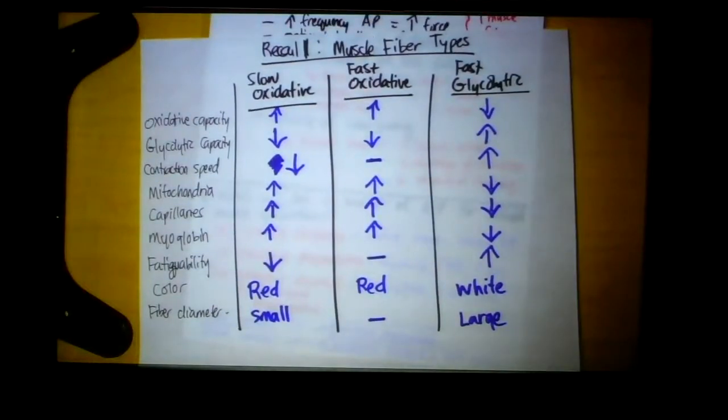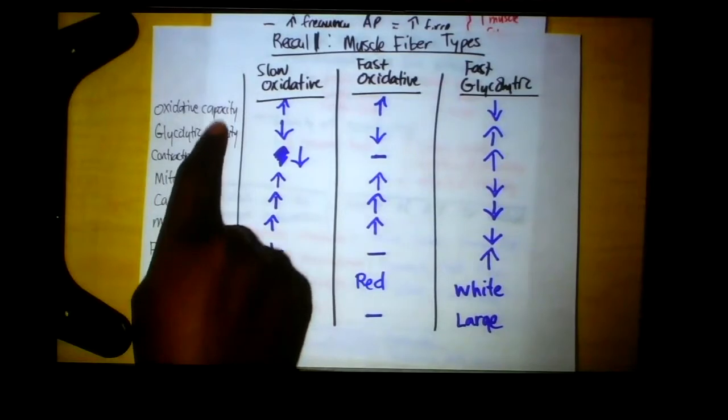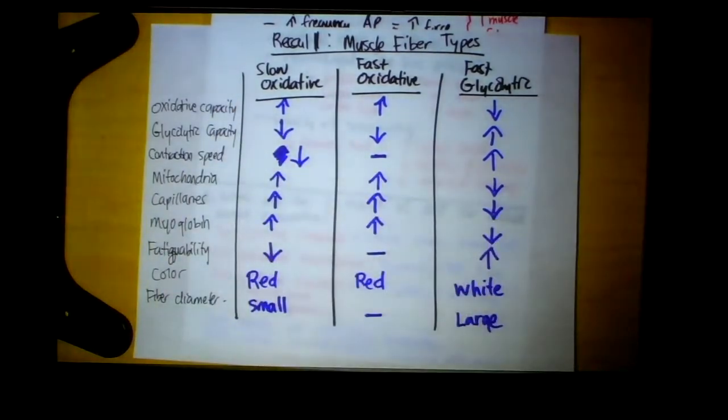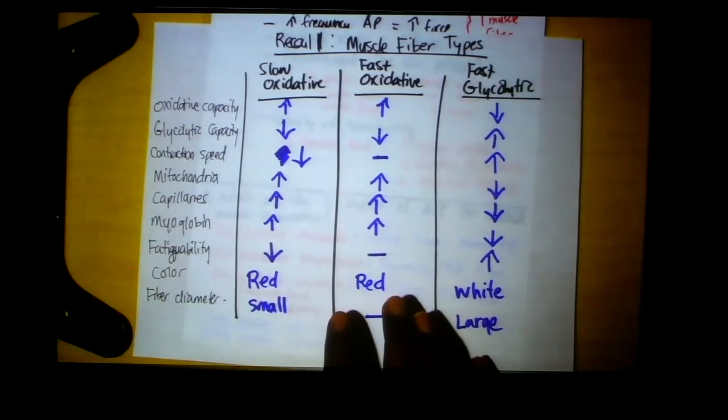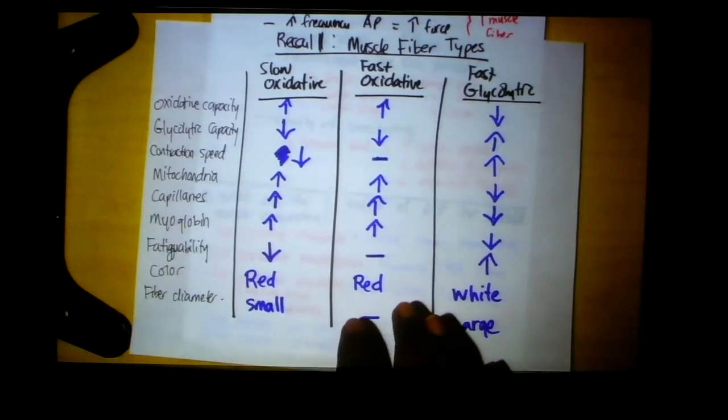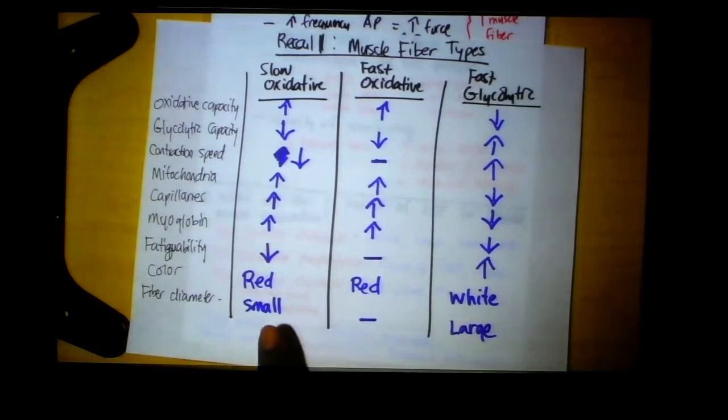Make sure you know why we have small diameter versus large diameter, why we have mitochondria versus no mitochondria, why we have capillaries versus no capillaries, okay? What are the various oxidative capacities for all three of these, all right? Make sure you also understand the fiber types based upon the recruitment, the size principle here, right? How do we recruit fibers based upon their features? So we recruit oxidative fibers first. Why?